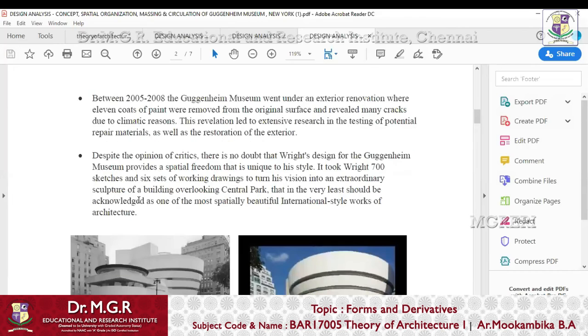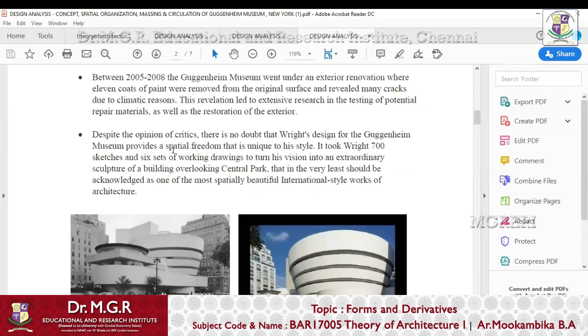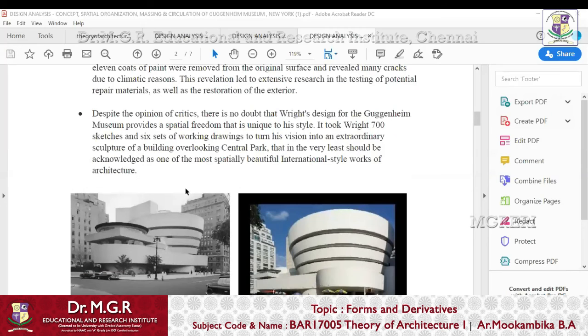Despite the opinion of critics, there is no doubt that Wright's design for the Guggenheim Museum provides a spatial freedom that is unique to its style. It took Wright 700 sketches and 6 sets of working drawings to turn his vision into an extraordinary sculpture of a building overlooking Central Park, and it is acknowledged as one of the most spatially beautiful international style works of architecture.